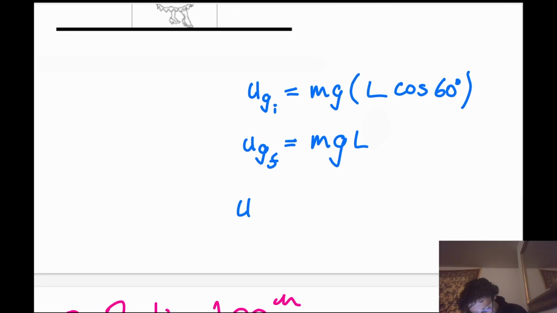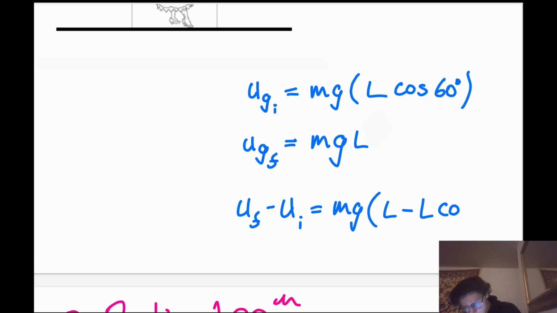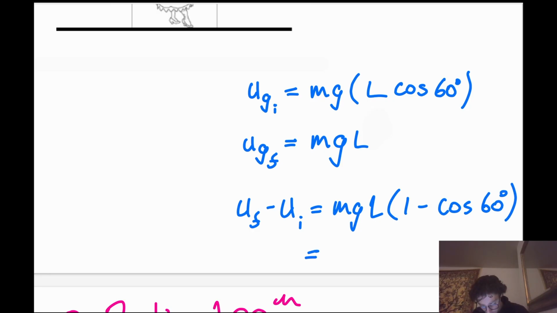So U final minus U initial is equal to MgL minus, actually, we can factor out the mg, and then we're going to do L minus L cosine. Actually, we can factor out the L as well. L, and then we're going to have 1 minus cosine 60 degrees. Okay, let's plug this in. So this is going to be our delta U.